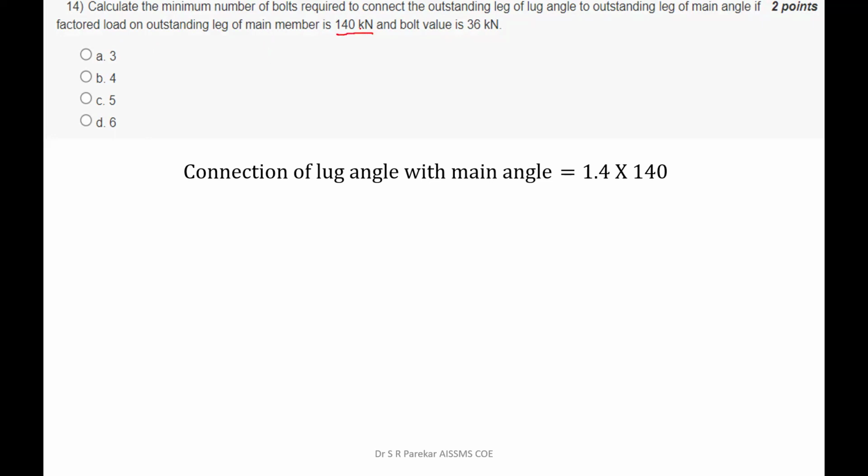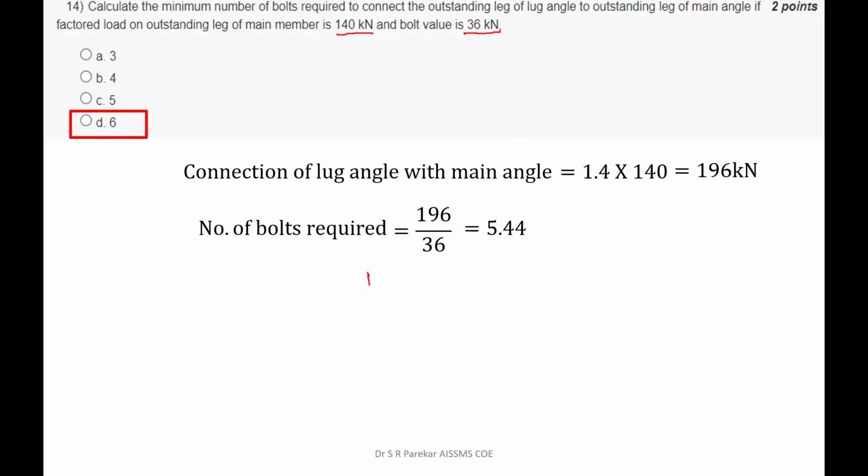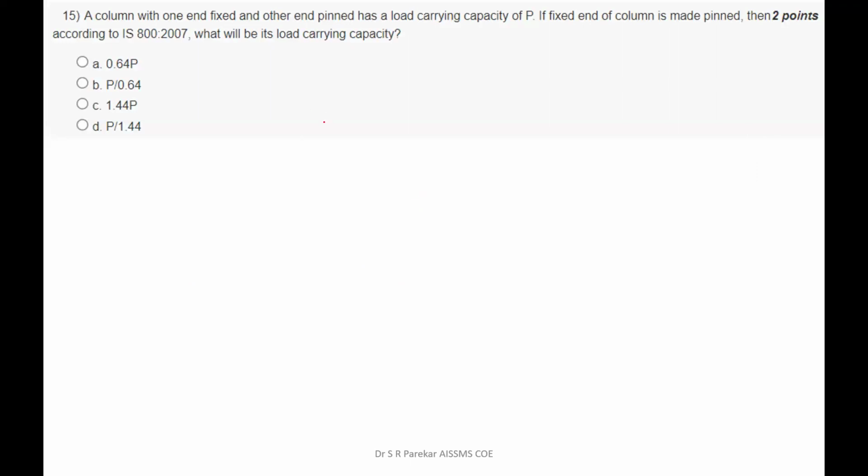Then we have: calculate the minimum number of bolts required to connect the outstanding leg of the lug angle to the outstanding leg of the main angle. So this is the connection of the lug angle with the main angle. We have to multiply the factored load by 1.4. So 1.4 into 140 is 196 kilonewton, and the bolt value is given as 36 kilonewton. So the number of bolts is 196 upon 36, that is 5.44, so the bolts will be 6. Provide 6 bolts.